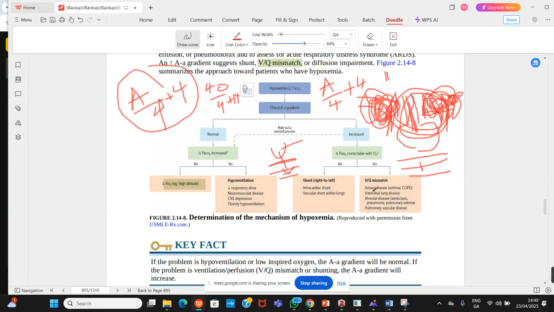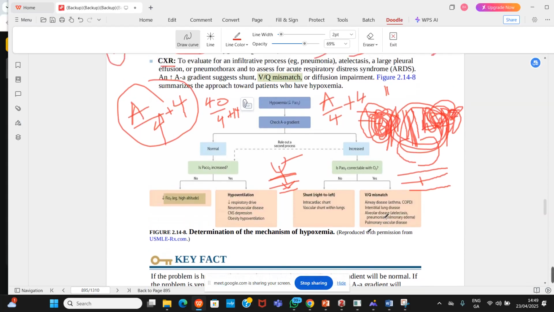But if it responds to oxygen, it's either due to VQ mismatch, and there are so many things that can cause VQ mismatch. Either the person is having asthma, COPD, interstitial lung disease, atelectasis that is not massive, like pneumonia, pulmonary edema that is not bilateral, pulmonary vascular disease like a PE. All these ones, they are going to cause VQ mismatch.